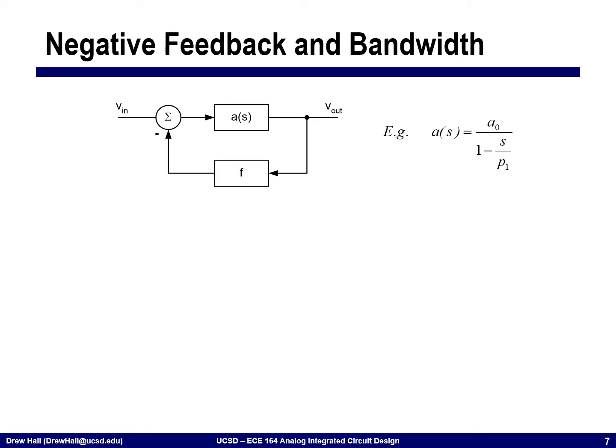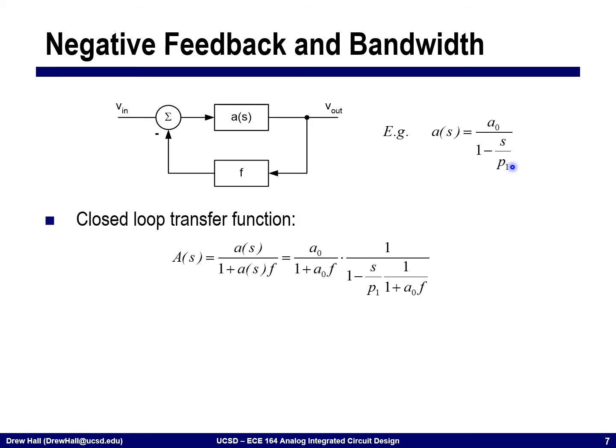All right, so now let's look at the effect of negative feedback on the bandwidth of the circuit. Similar to the previous slides, I'm going to represent the forward path gain as A. In this case, I'm going to take into account the frequency dependence of A by calling it A of s. And A of s, we're going to show as a DC gain term, A naught, divided by 1 minus s over p1. This is to say that the circuit has a single pole response.